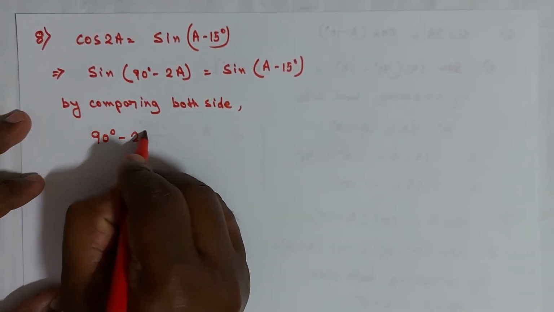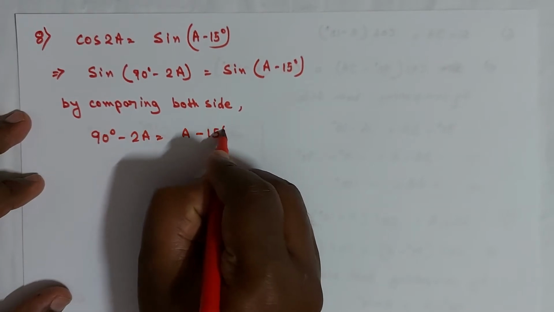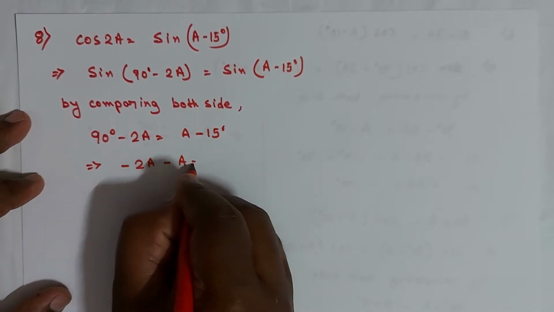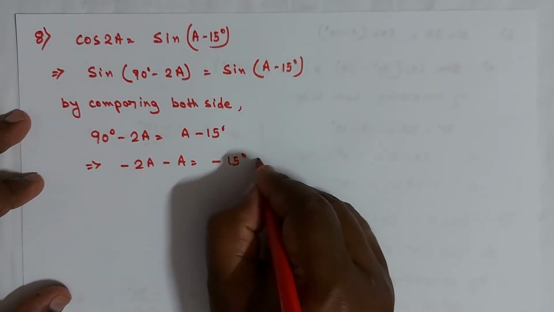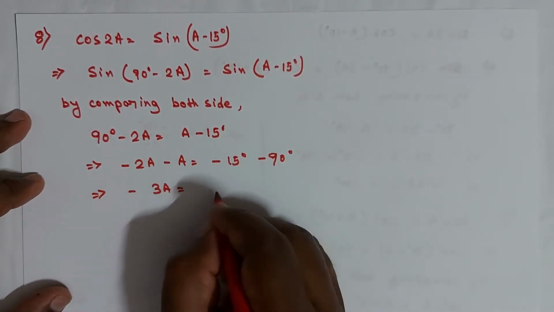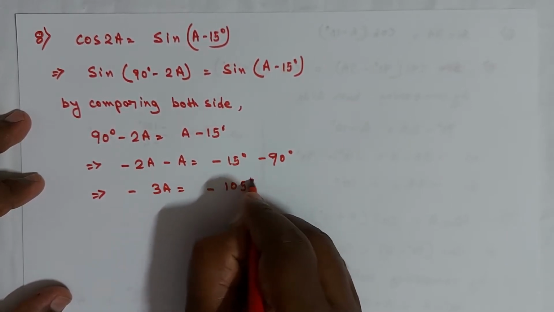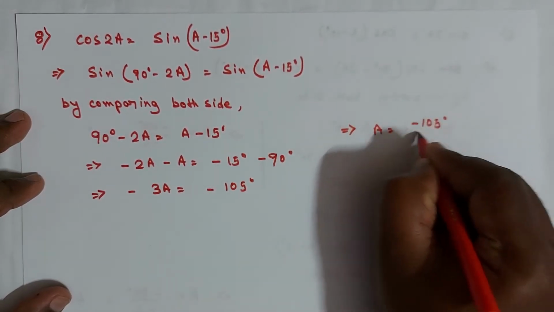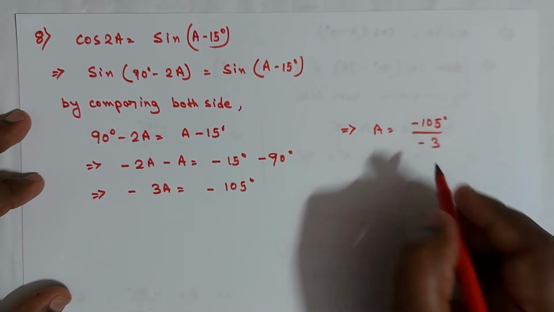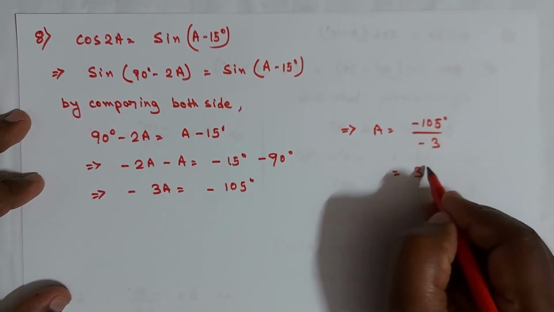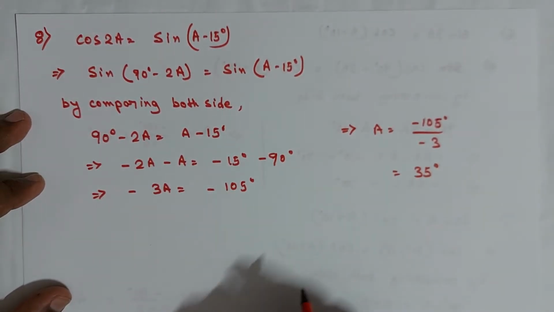90 degrees minus 2A equals A minus 15 degrees, or minus 2A minus A equals minus 15 degrees minus 90 degrees. So minus 3A is equal to minus 105 degrees, or A is equal to minus 105 degrees by minus 3. Just divide: 3 3s are 9, 15, so 35 degrees. So the value of A is 35 degrees.